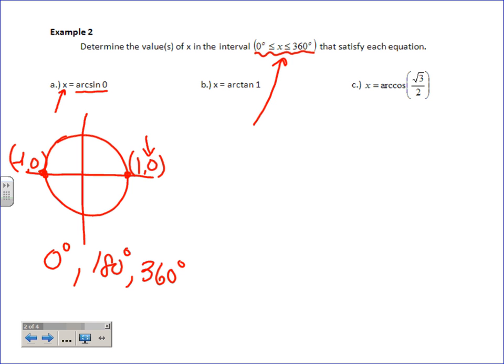Now, could I change that interval from problem to problem? Yeah, I could say give it to me from negative 180 to 180, and then your answers might change a little bit. Or I could just say tell me from 0 to 90. Okay, so watch out for that.